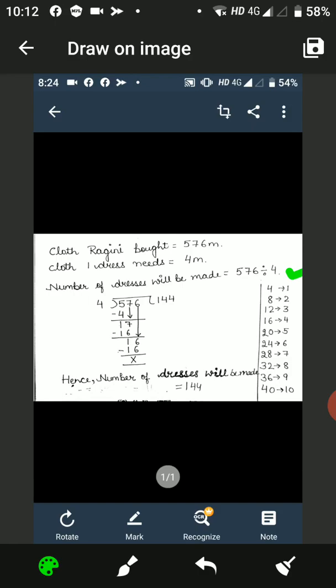In the 4 table, see the number which comes closer to 17 and less than 17 only. That one is 16. So 16 comes on 4. So I have written 4 here and 16 down below 17. 17 minus 16 is 1. So 1 I have written, 6 I have taken from up. Now in the 4 table, 16 comes at the 4th position. So 4 I have written here. 16 minus 16 is 0. Then the hence line. Hence number of dresses that will be made is equal to 144. Clear?